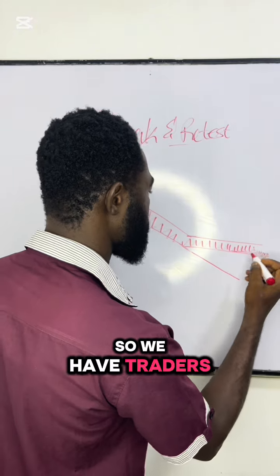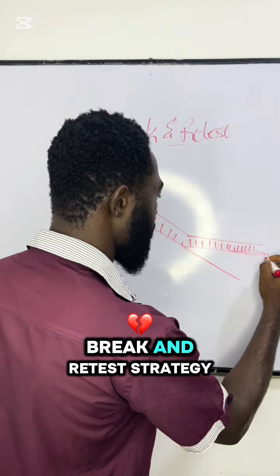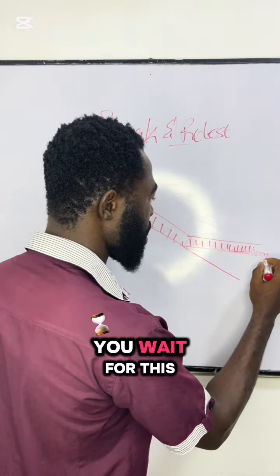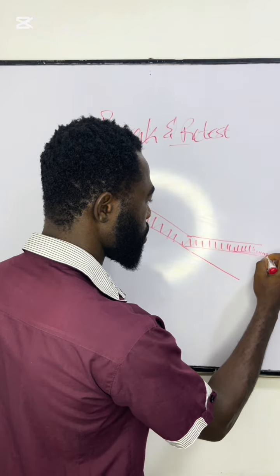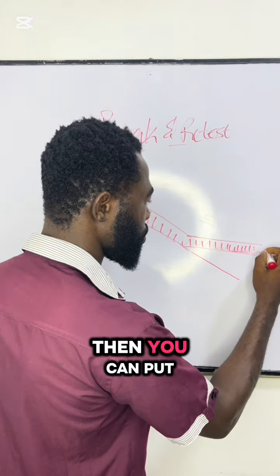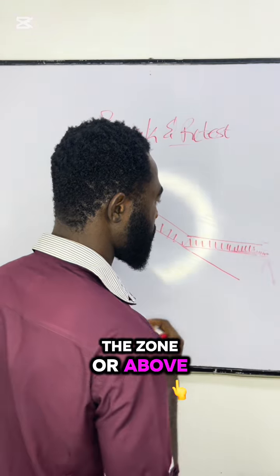So we have traders that trade the breakout strategy. Some also trade the break and retest strategy. So as a break and retest trader, you wait for this pullback onto the zone before you take your trade off from this zone. Then you can put your stop loss halfway the zone or above the zone.